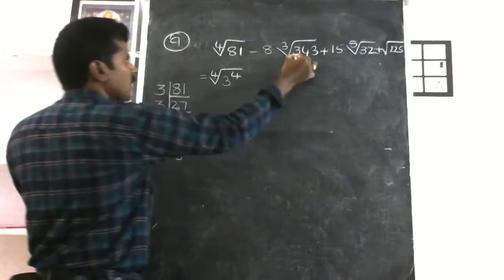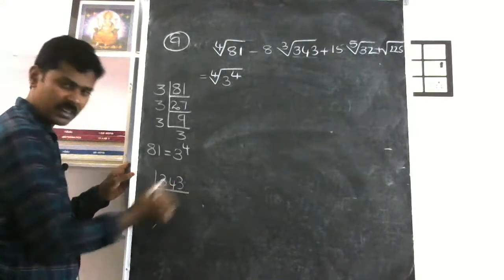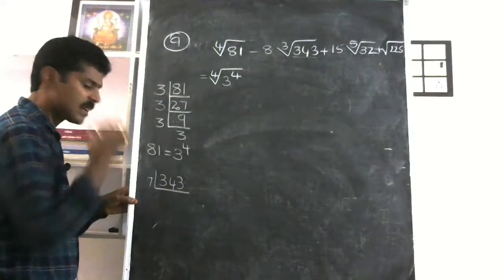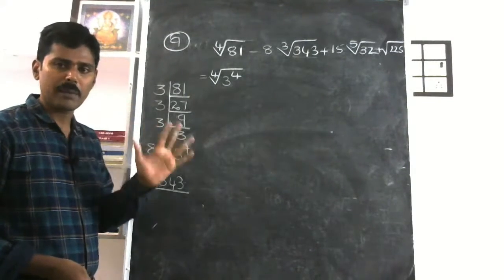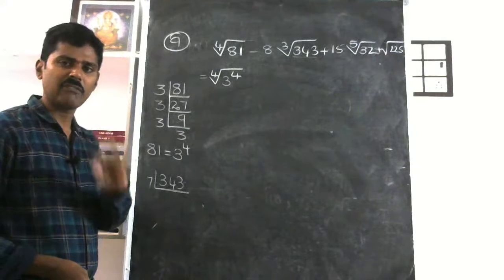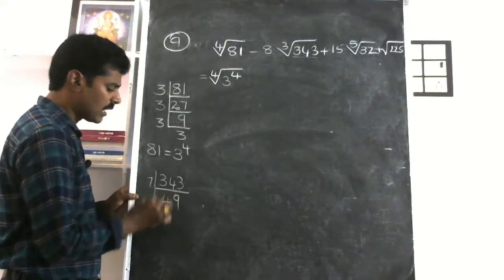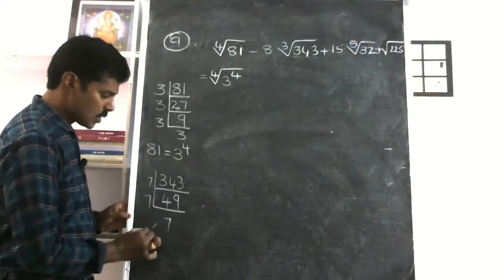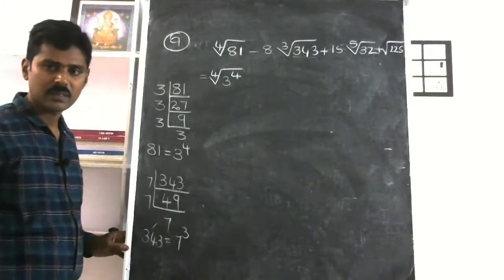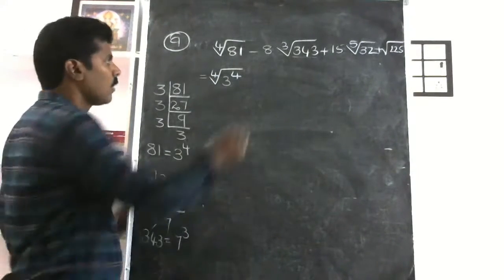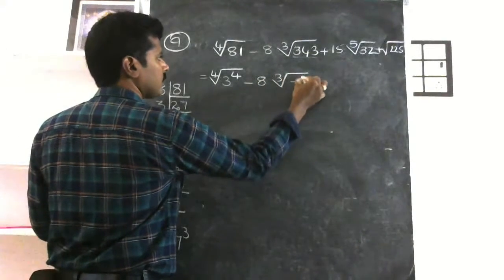And next one is 343. Just now we have completed that. So 343 is divisible by 7. It won't divide by 2, 3, 5. I have to take only the prime numbers. 2 won't divide, nor 3 and 5. So definitely 7, the next prime number, divides it, giving 49. Again 7 by 7. So 343 can be written as 7 cubed. So what I will get is minus 8 into the cube root of 7 cubed.